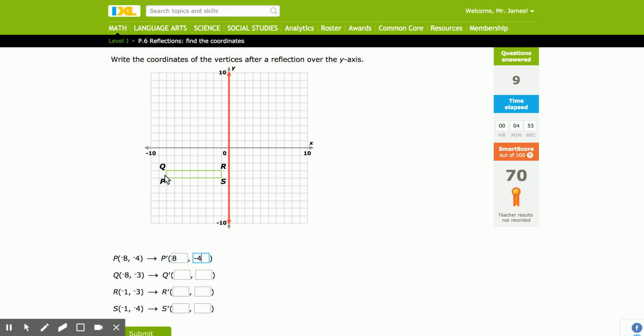And then point Q is at -8, -3. So point Q will be at +8, -3. R is at -1, -3. So it'll be at +1, -3. Sorry. And then finally, point S prime is currently at -1, -4. It will now be at +1, -4.